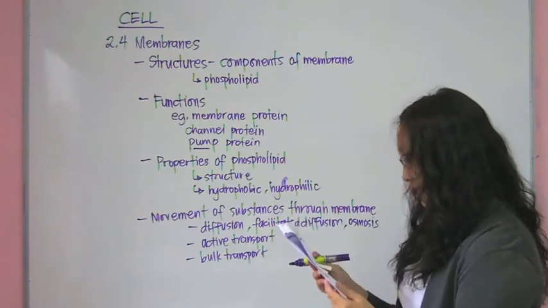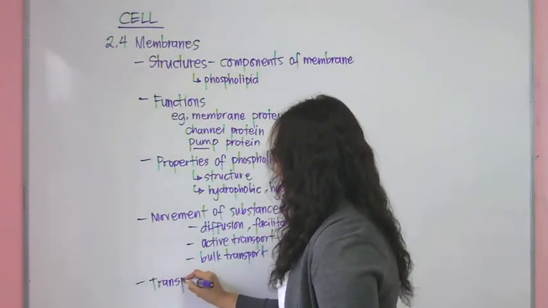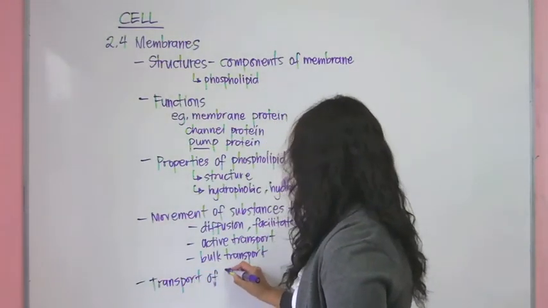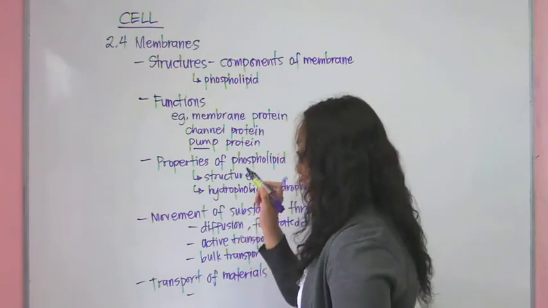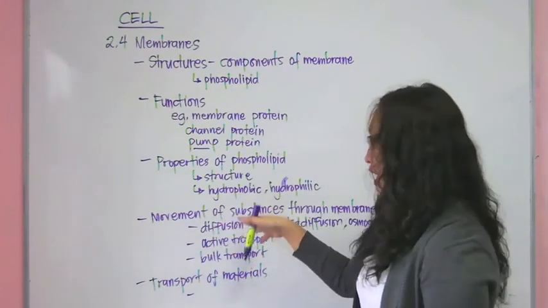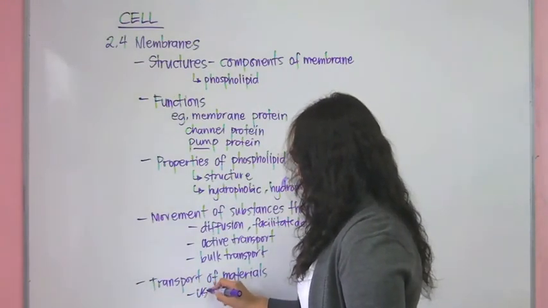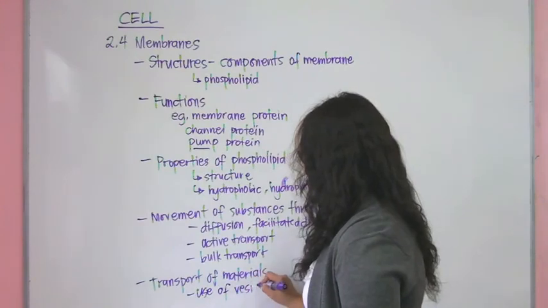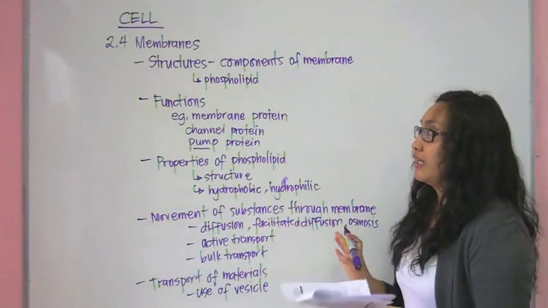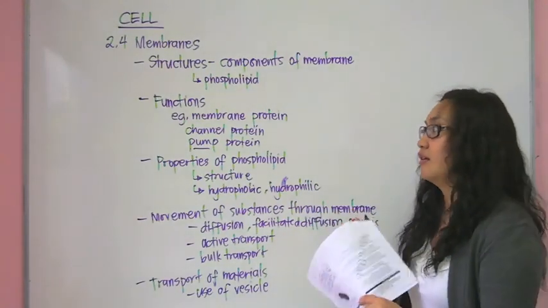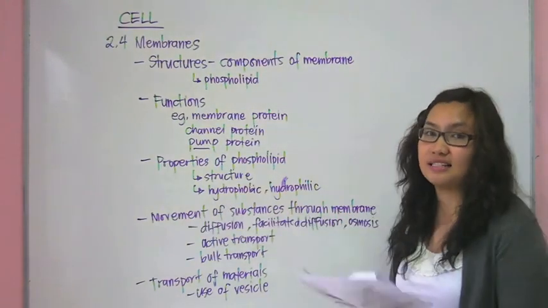So the next part is, of course, the transport of materials. Through the transport of materials, we can also relate this to the previous point that we discussed, the use of vesicles. Since we have already lined out all the things that students need to remember in this area of cells, we might be able to encompass the things that need to be discussed.